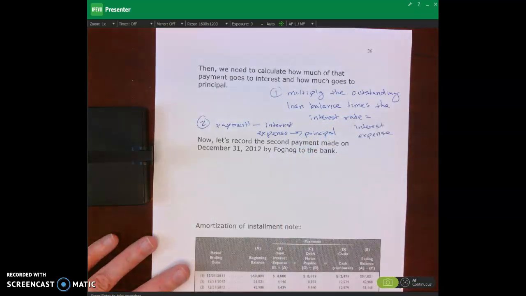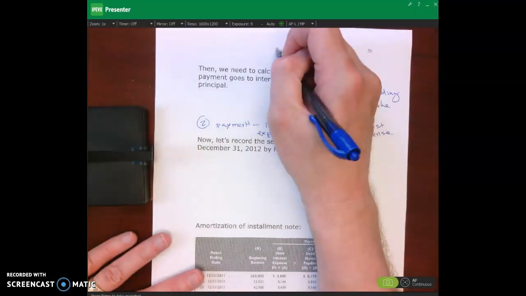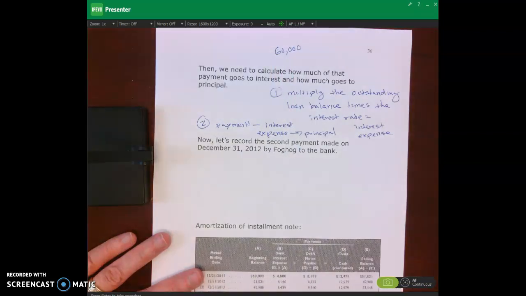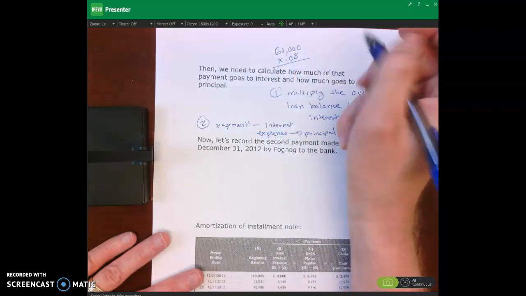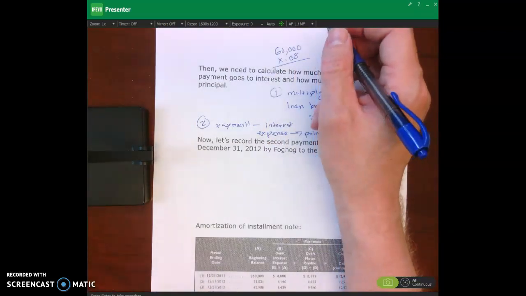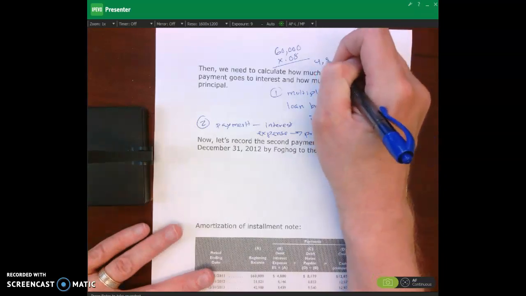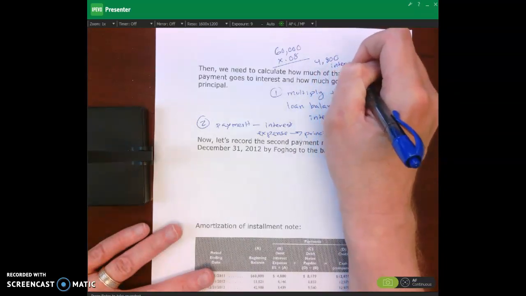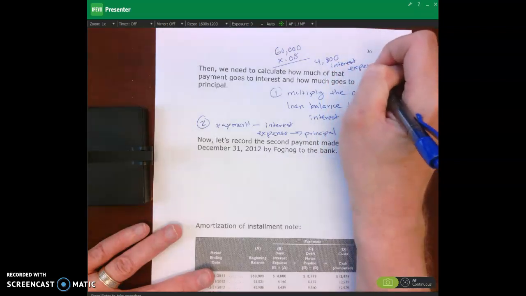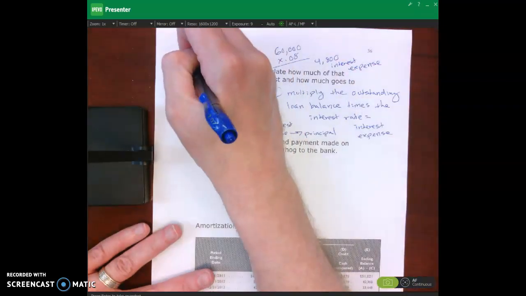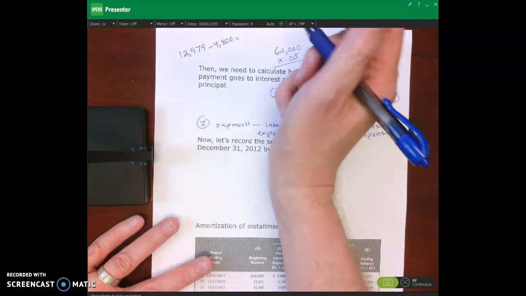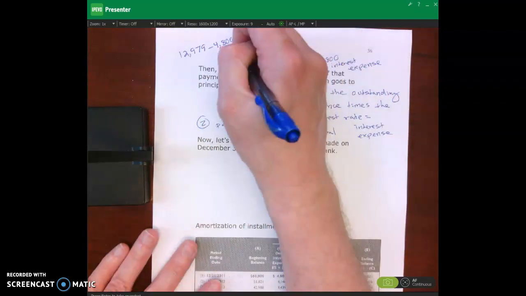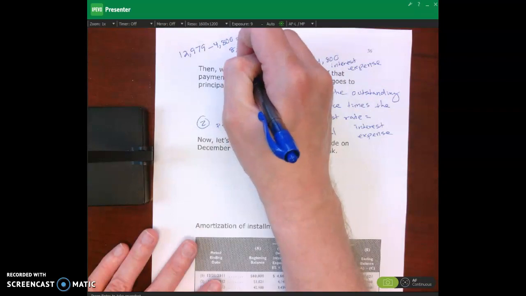Okay? So when we do our first payment, our outstanding principal is $60,000 because that's the amount of our note. I can multiply that times my interest rate, which is 0.08, 8%, and then that gives me my $4,800 interest expense. Then I can take my payment, $12,979, minus my $4,800 interest expense. And then that would give me my $8,179, which is how much goes to principal.